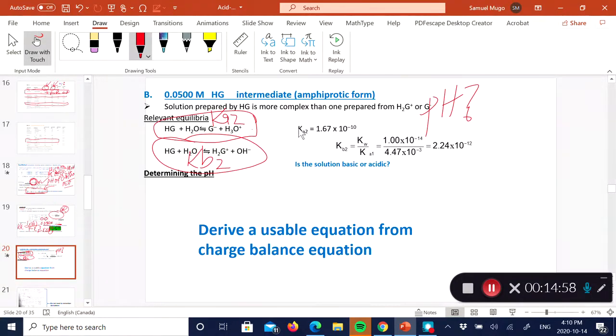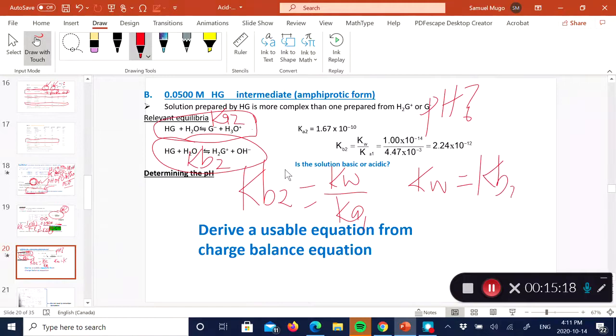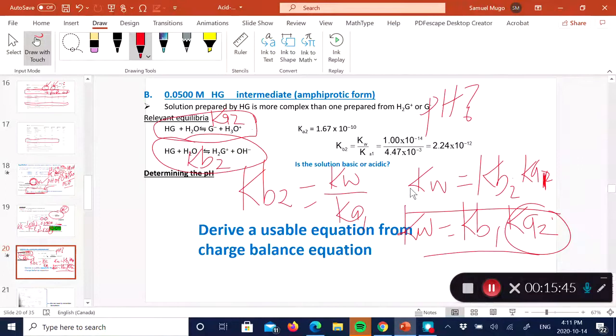If at all you've been given the Ka2, but you've not been given the Kb2, remember you can calculate the Kb2 from the Kw divided by the Ka1. Because remember what we said, the Kw is equal to the Kb2 multiplied by the Ka1, which I already showed you in the previous slide. So if you've been given the Ka1 and the Ka2, you can calculate the Kb2 and the Kb1. Remember the Kw also is equal to the Kb1 multiplied by the Ka2. So if you know this, you can calculate this one as well.